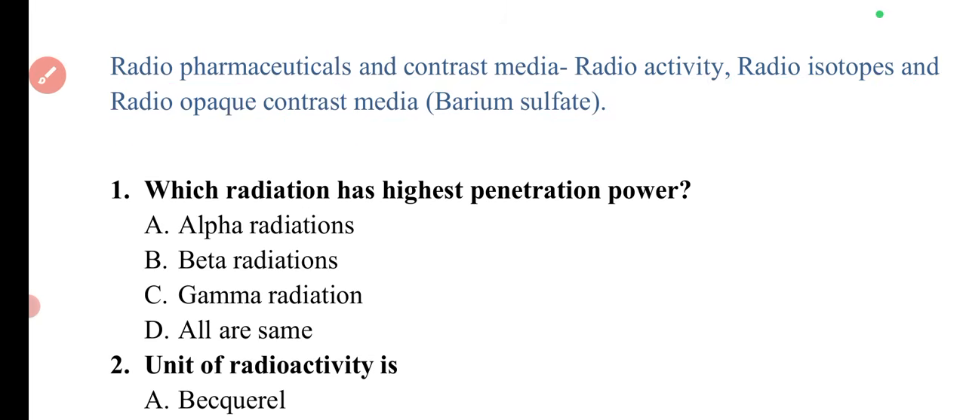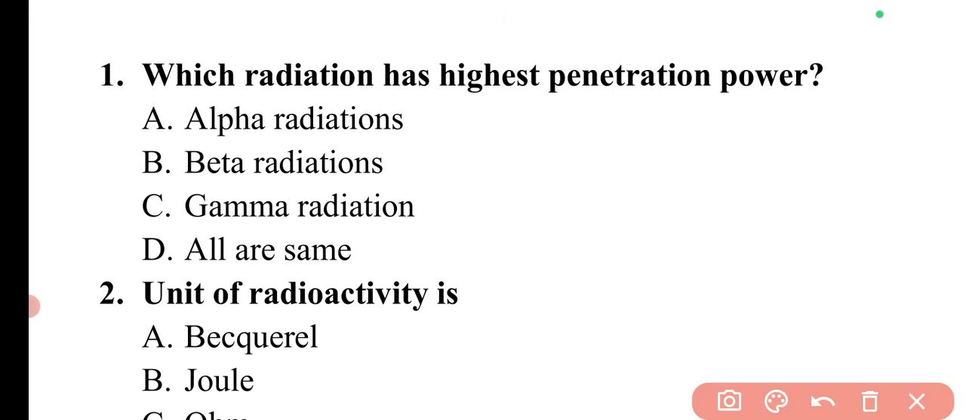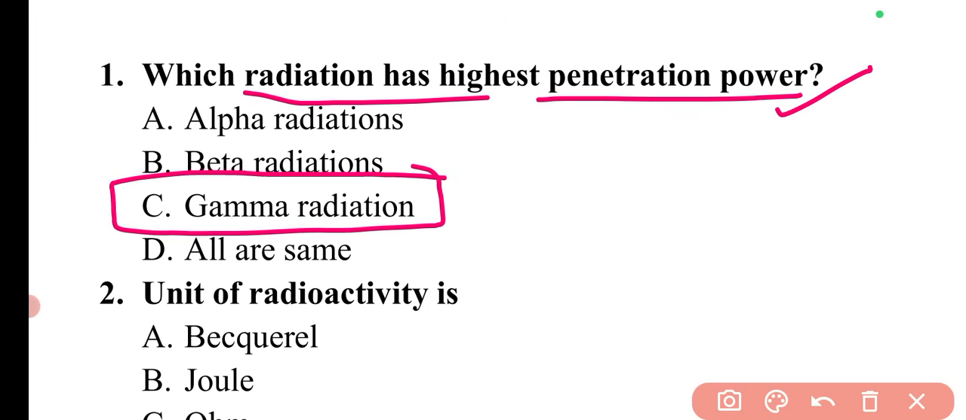Now we can start with the questions, like what different types of questions will be there. Only 5 to 10 useful questions will be asked from this topic. So the first question is which radiation has the highest penetration power? It is a very simple topic. So basically the gamma radiations have the highest penetration power. So here option C will be the correct answer.